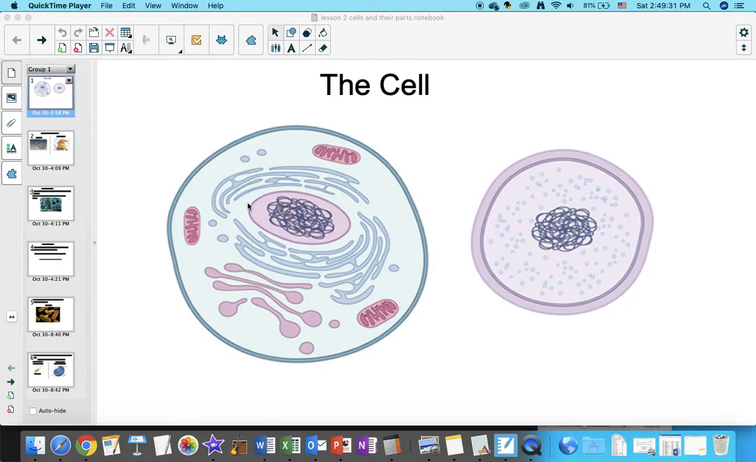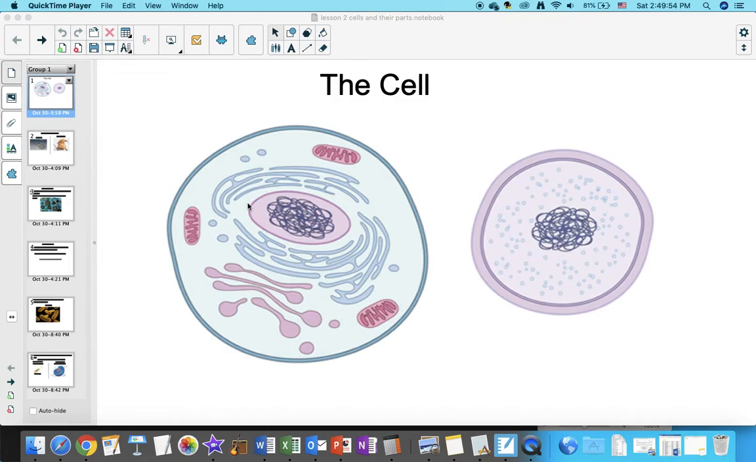You're watching the second lesson on the cell. This lesson will focus on the plant cell rather than the animal cell. In the previous lesson, we talked about what cells are, what single-celled organisms are called. They're called unicellular. What multicellular organisms are called. They're called multicellular. And we talked about the main organelles we see in animal cells.